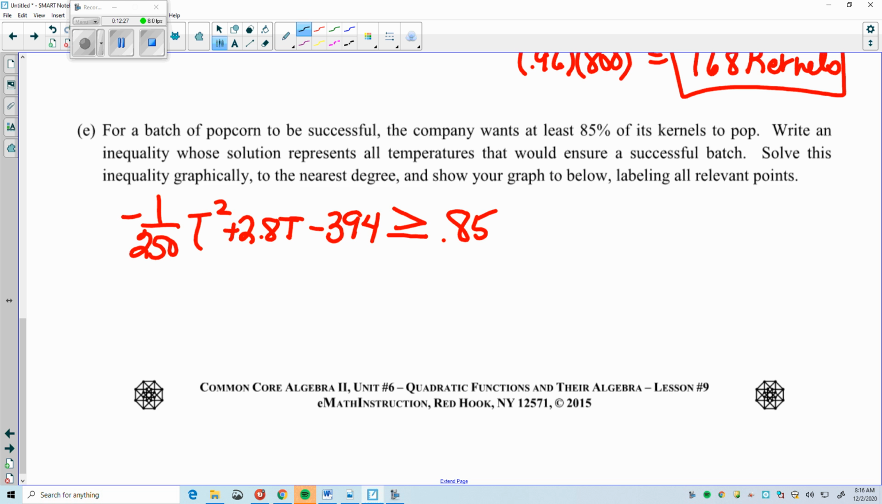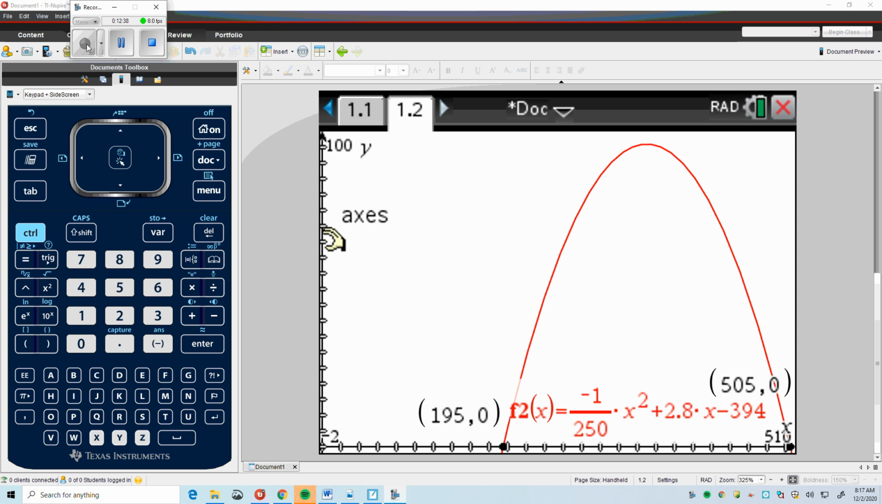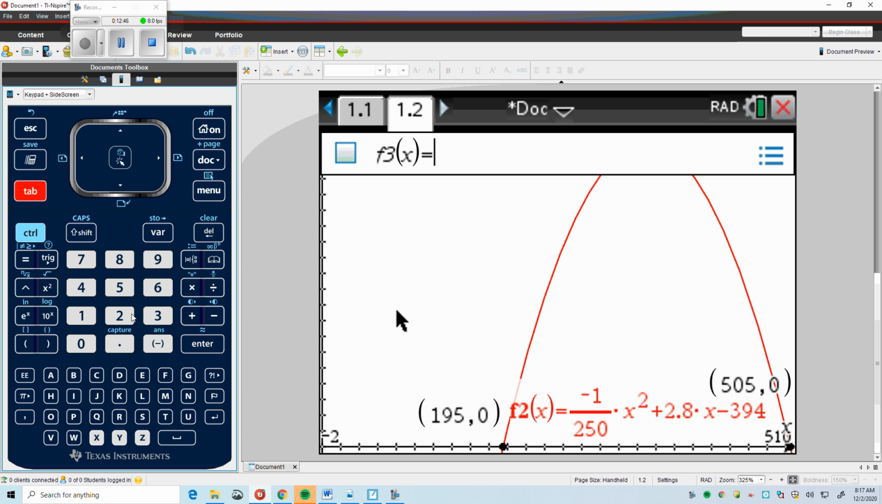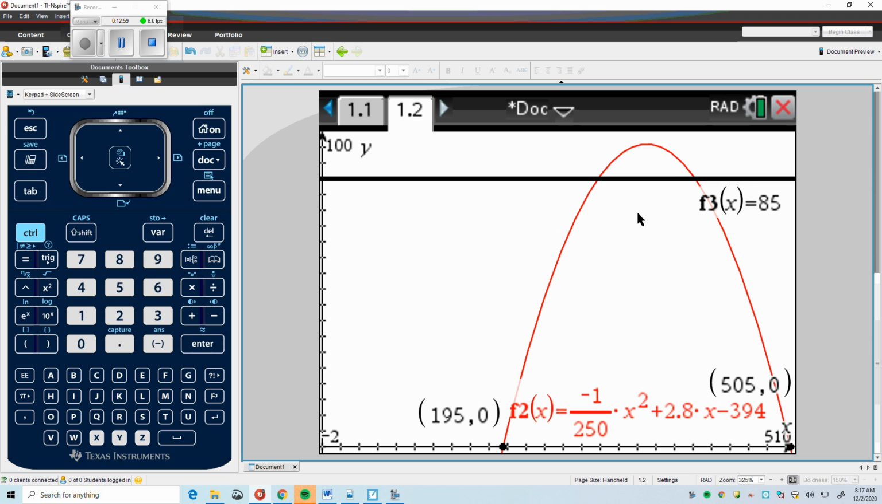Okay, so it says we want to solve this inequality graphically. So that means we're going to go to our calculator and use our calculator to help solve this. So on our calculator, we are going to want to enter in another equation. So I'm going to go up here and put that other equation is 85. Remember, our p-value is representing our percent. Our percent here is 85. So I'm saying y equals 85. And that's what this line is. And you can see here, this is my equation, y equals 85. That's giving us an 85% rate.